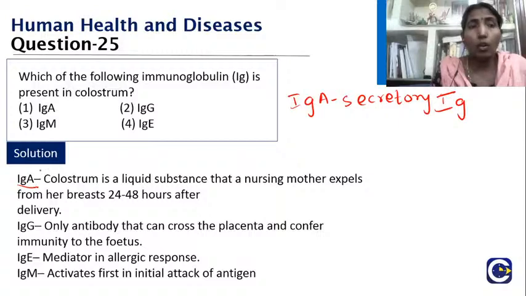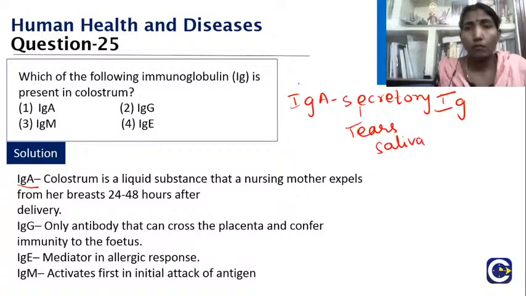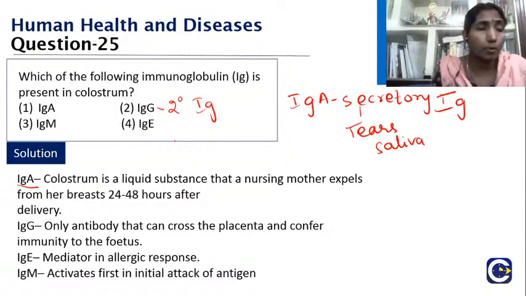So IgA, not only is it there in the colostrum, it is also present in the tears, saliva, and other fluids. Actually we have this protection. What about IgG? It is a secondary immunoglobulin, a secondary antibody that is produced during that response, and it's the only antibody that can cross the placenta and confer immunity to the fetus.